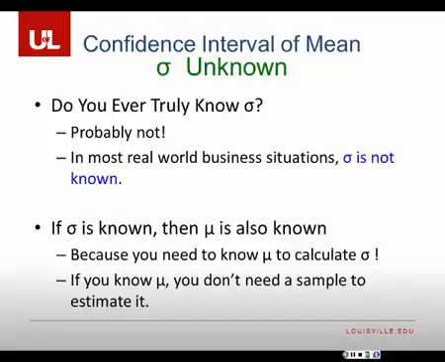If sigma is known, then mu is also known. Think about it. How do we calculate standard deviation? Square root of the variance. All right, so how do we calculate the variance? X minus mu. So in order to find the standard deviation, we would actually have to know mu. We actually have a new statistic we can use. It's similar to z, but it's not quite z.